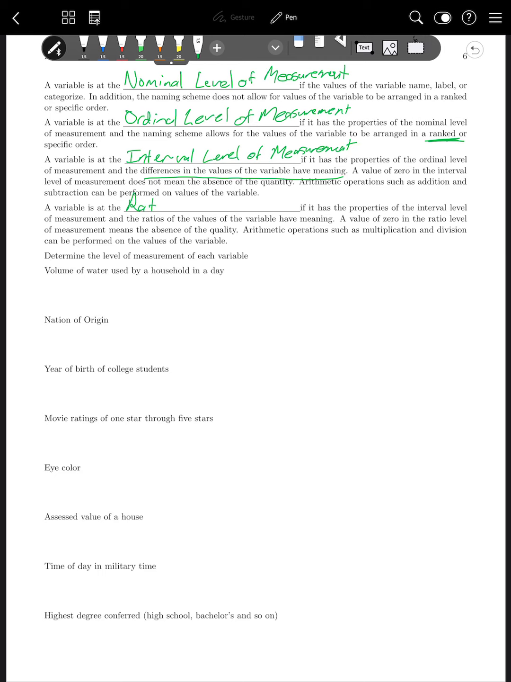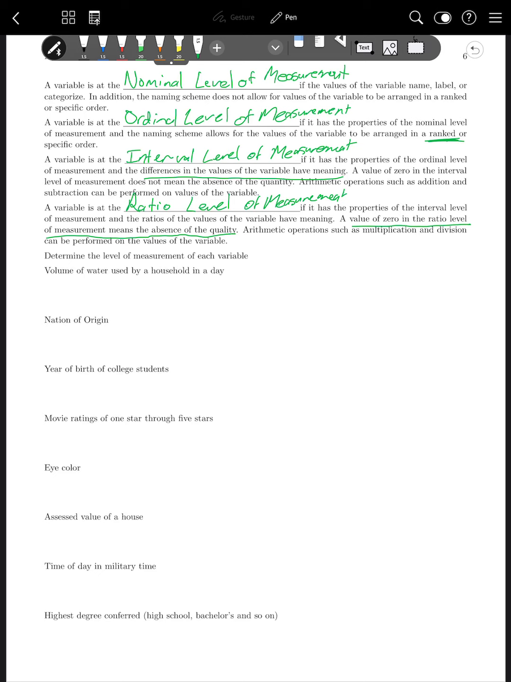And the last one is the ratio level of measurement. If it has the properties of the interval level of measurement and the ratios of the values of the variable have meaning. A value of 0 at the ratio level of measurement means the absence of the quantity. Okay, and we'll look at an example here to see what that means in a second.